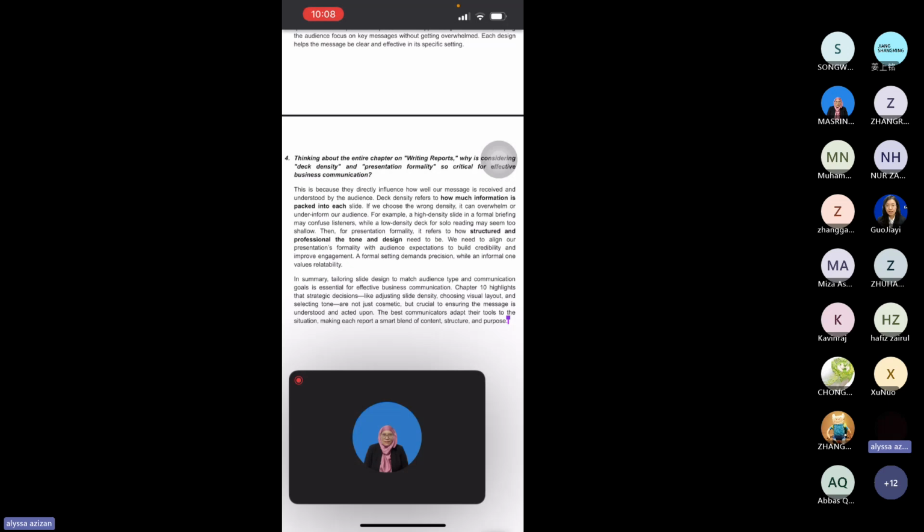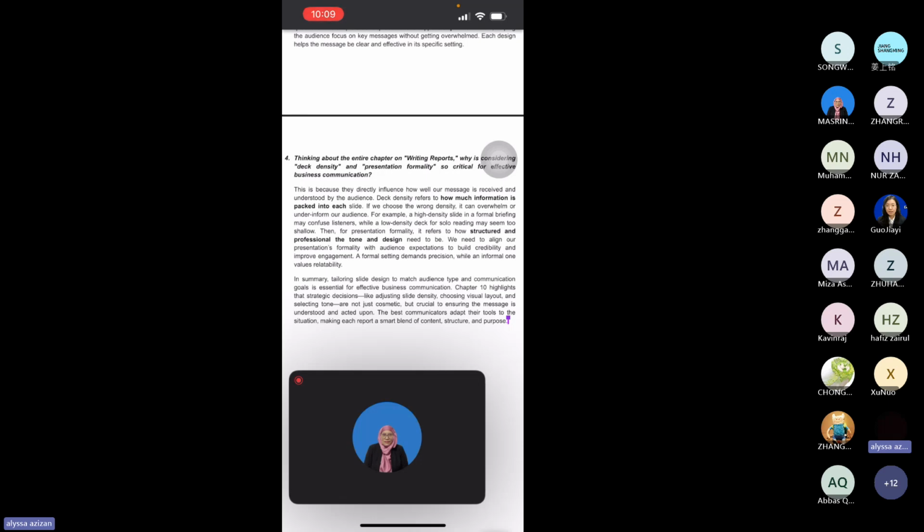Then, presentation formality refers to how structured and professional the tone and design need to be. We need to align our presentation's formality with audience expectations to build credibility and improve engagement. A formal setting demands precision, while an informal one values relatability. So, in summary, tailoring slide design to match audience type and communication goal is really essential for effective business communication.